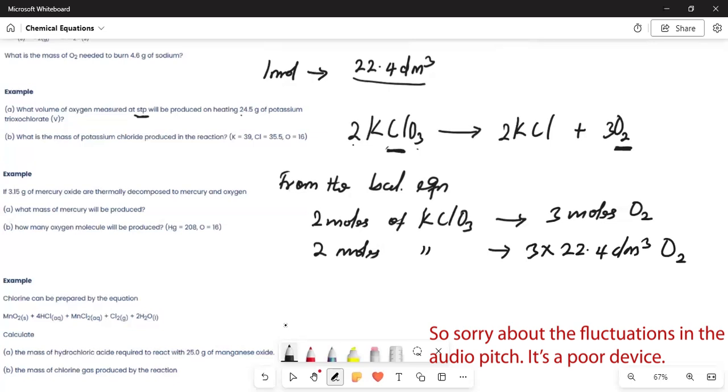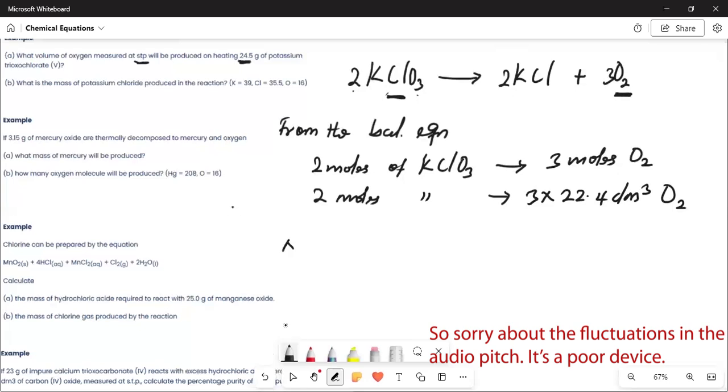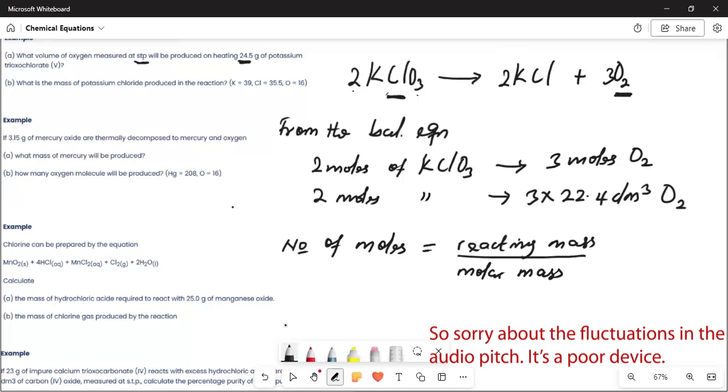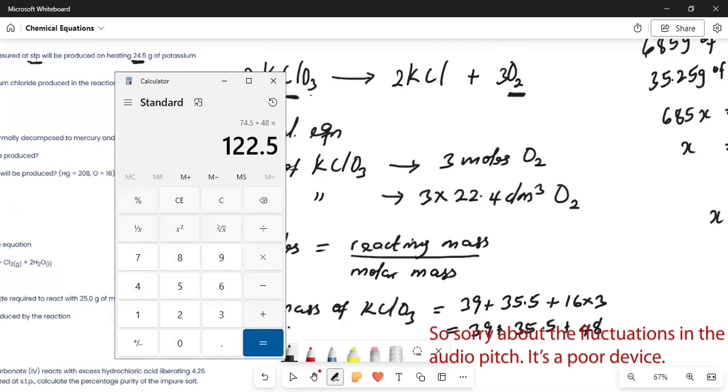But the question says, what will be the volume if this mass here, 24.5 gram of potassium chlorate, is heated? Now we need to know the number of moles in this 24.5 gram. The number of moles is equal to reacting mass over molar mass. But what is the molar mass of potassium chlorate? Potassium is 39, chlorine is 35.5, oxygen is 16. That will be 16 times 3, since you have 3 atoms, which is 39 plus 35.5 plus 48, 122.5.